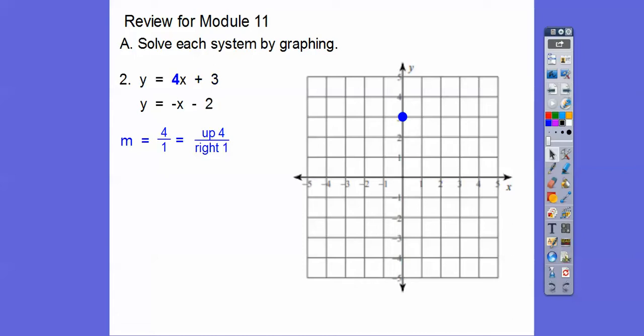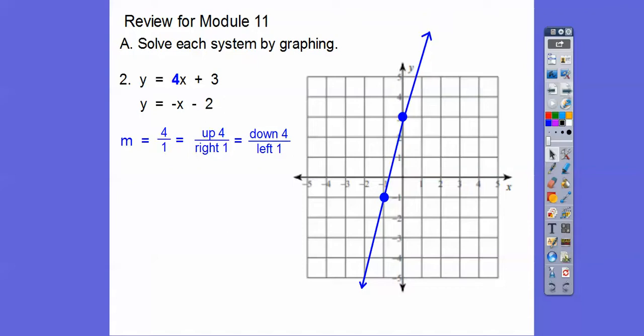We can't go up 4 unless we start guesstimating, and then to the right 1. So it's the same as if we go down 4 to the left 1. So let's go down 4 and to the left 1, and then connect those points up. Okay, so if it goes off the chart, then do the opposite.